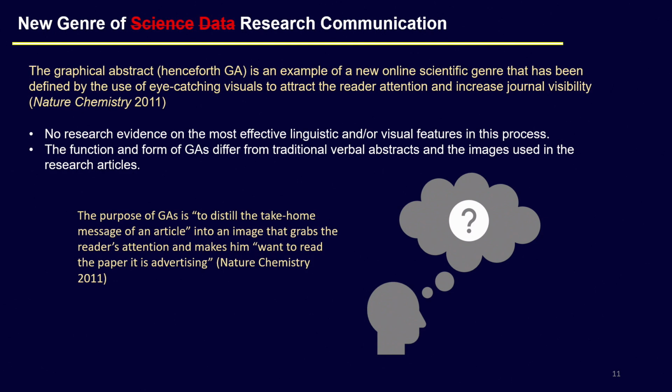So again, the purpose of a GA is to distill the take-home message of an article into an image that grabs the reader's attention and makes them want to read the paper. Sometimes when we see a graphical abstract, we don't think that we should read it. It's very complicated in some cases. Right. So I think we built up that hype now about the genre of science communication, data communication, and research. So I'll take you to a more theoretical aspect of communication.